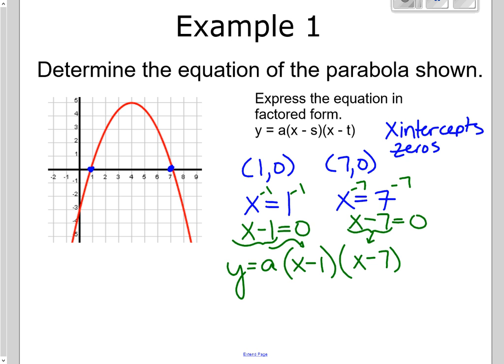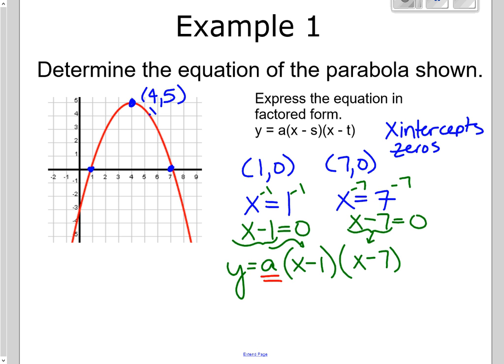Okay, well, we're almost done, except that we have this a value out front, and I need to figure out what that a value is. So in order to do that, I'm going to have to pick a point off of my parabola that I have not used yet. I've already used the x-intercepts, so I can't use those again. But I'm going to go up here. I'm going to use my vertex. So my vertex right here is at (4, 5). So I'm going to use my vertex to help me figure out my a value.